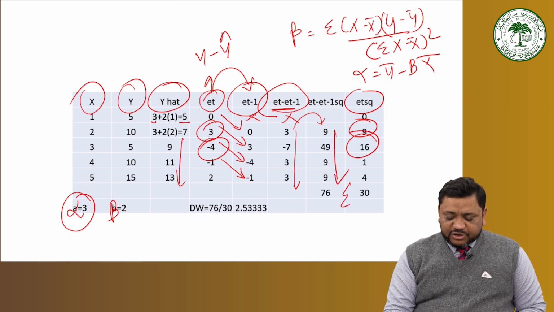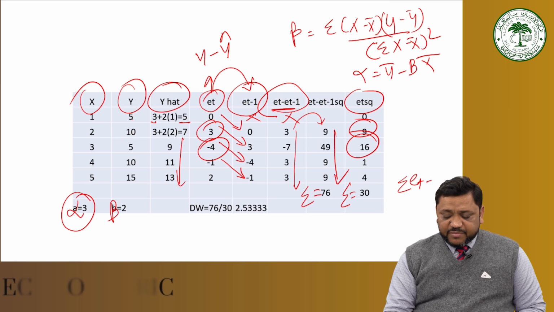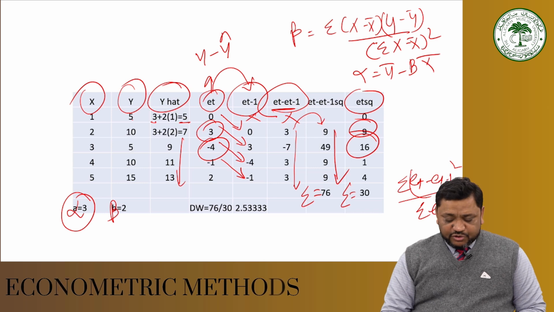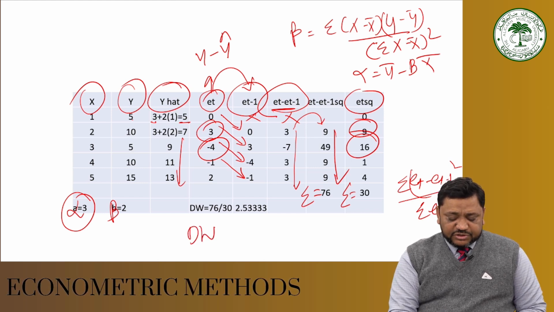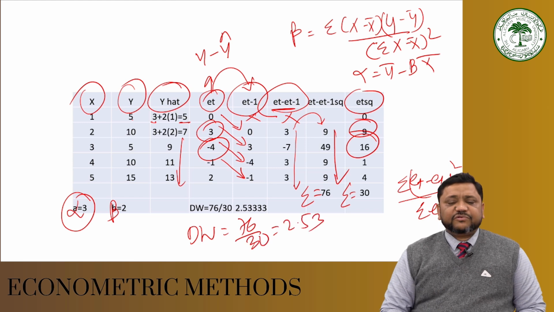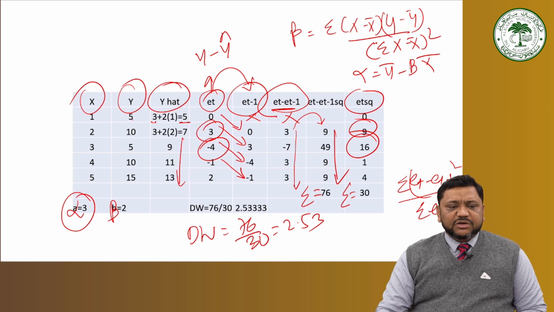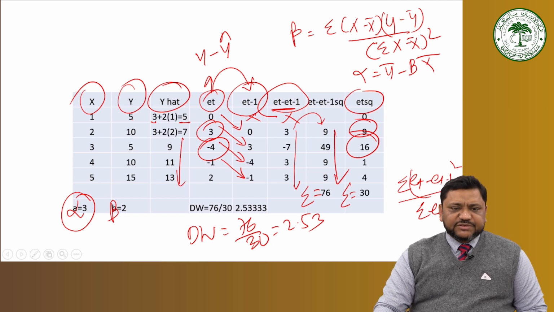Then we do the summation of this column and the summation of this column. We have seen the formula. The formula says it is summation of et minus et minus 1 whole square, divided by summation of et square. We use this formula. Here you get 76. Your dW is equal to 76 by 30, that is equal to 2.5333. This is how you can calculate the Durbin-Watson statistic.